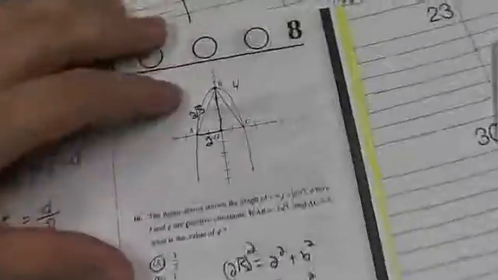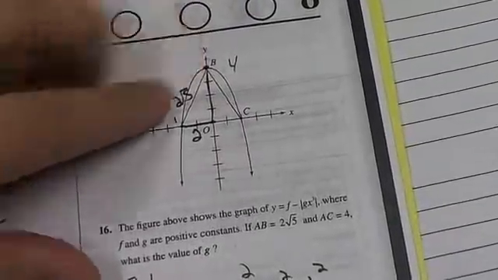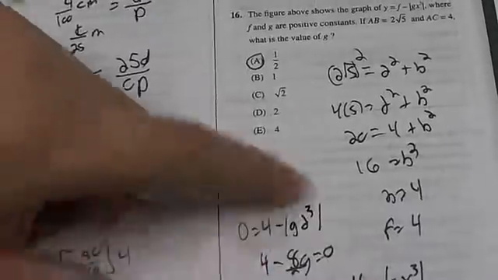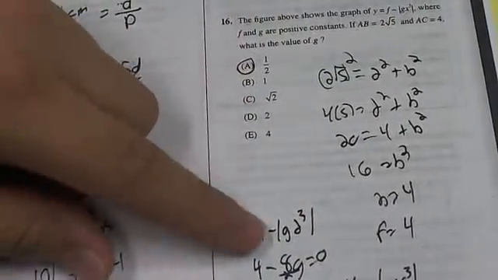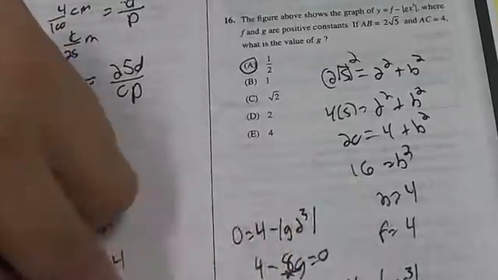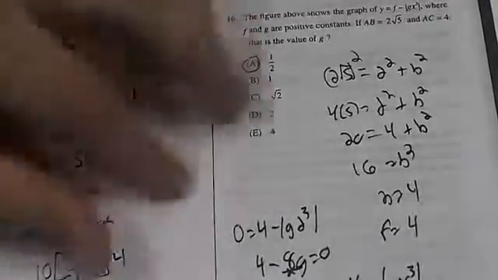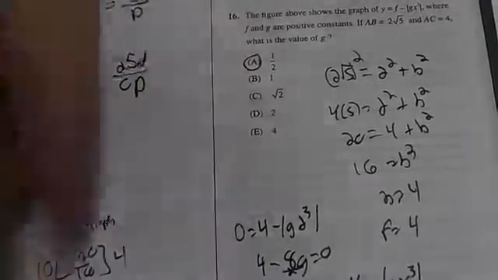So yeah, f is equal to 4. Now I have to solve for this. When x is equal to 2, it's supposed to equal 0. So 2 cubed, using the same formula, is 8. So 4 minus the absolute value of 8g is equal to 0. So g has to be 1/2. It can be 1/2 or negative 1/2, but negative 1/2 is not here, so the answer is A.